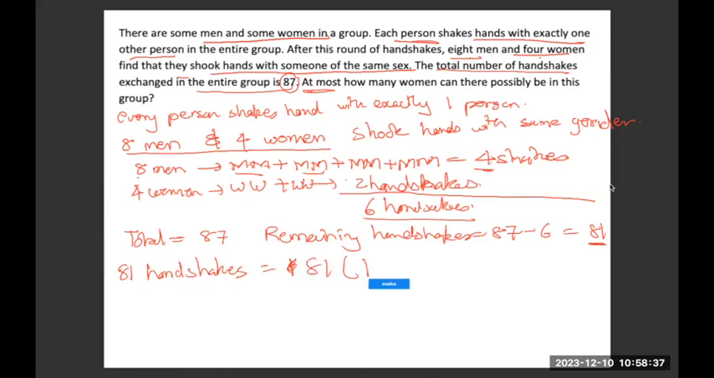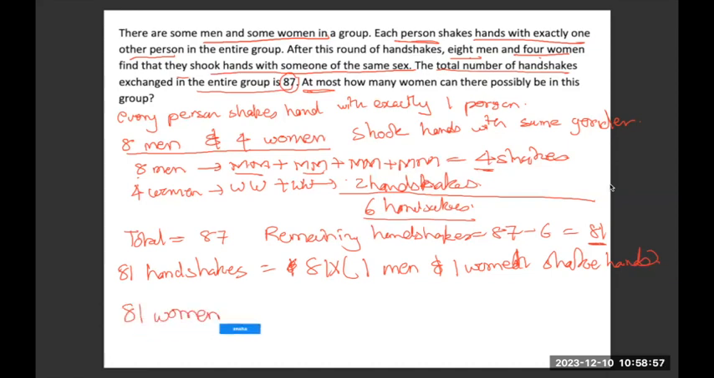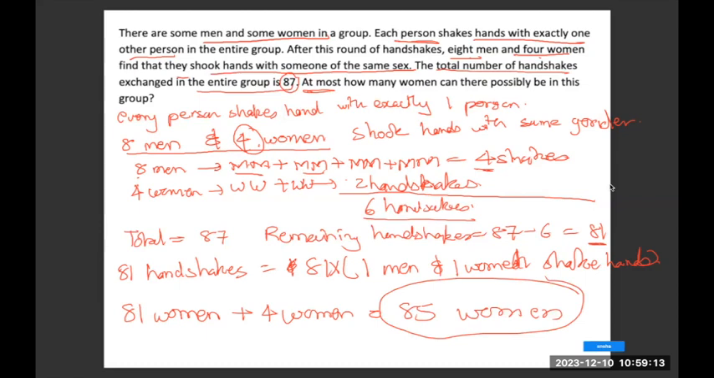81 times, 1 man and 1 woman shake hands, which means there has to be at least 81 women, plus the first 4 women that were counted here. So 81 plus 4 women, which is equal to 85 women at most, will be there in this group. Any doubts, any questions?